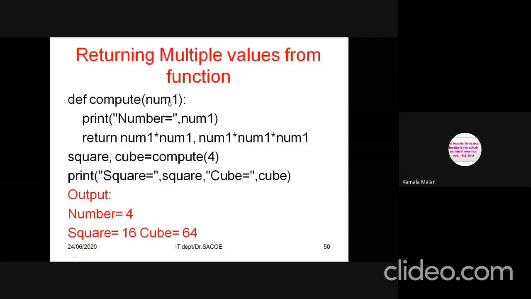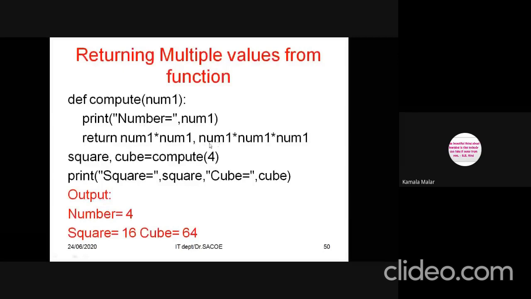Okay, so in num1, I am returning two values separated by a comma. What is that? I am just multiplying twice. This is the square value and this is the cube value. I am returning both variables separated by commas. Anything separated by commas in Python is a tuple, so it returns a tuple.